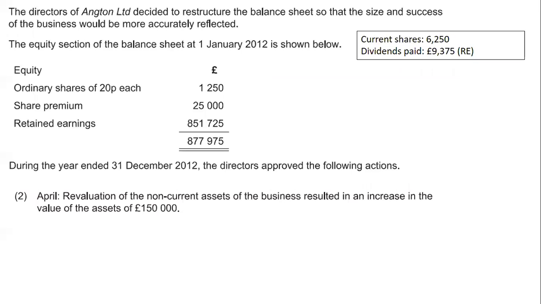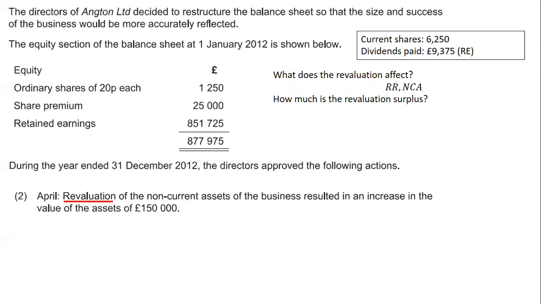Okay, so I can go my box now, and I've put that affects the retained earnings. I haven't bothered putting cash there because we're only doing the equity section. Yeah, the cash would come under current assets, remember. Number 2, in April, revaluation of non-current assets of the business resulted in an increase in the value of the assets of £150,000. So again, I'm picking on the word revaluation. What does that affect? Well, that affects the revaluation reserve and the non-current assets.